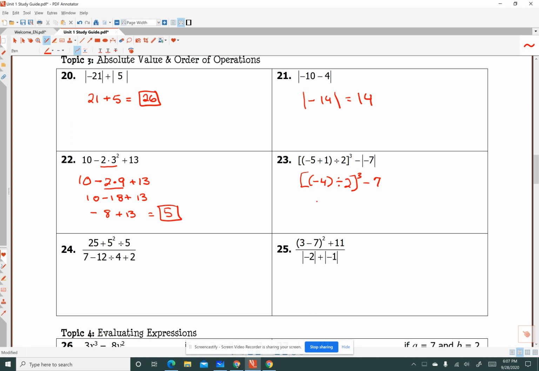So now we're going to have negative 4 divided by 2 is negative 2, raised to the power of 3 minus 7. Negative 2 to the third power is negative 2 times negative 2 times negative 2, which is negative 8 minus 7, which equals negative 15.